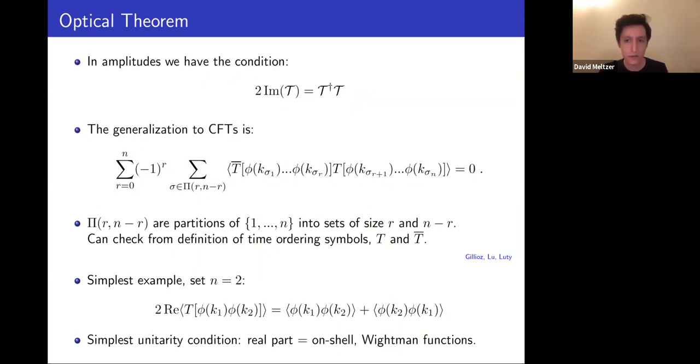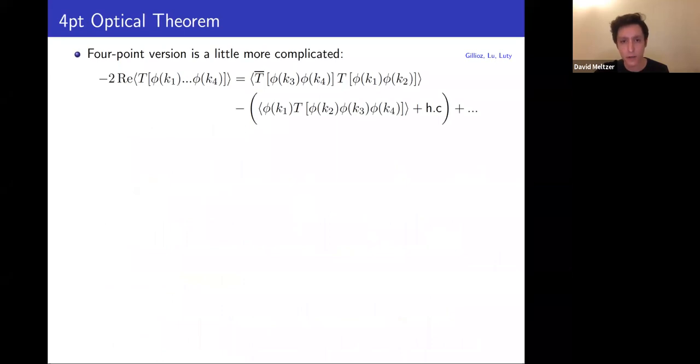But here we're really interested in 4-point functions. And there the identity becomes a little more complicated. So now I have these terms where I pair off operators in a time ordering symbol and an anti-time ordering symbol. And I also have terms where a single operator is acting on the left or right vacuum.